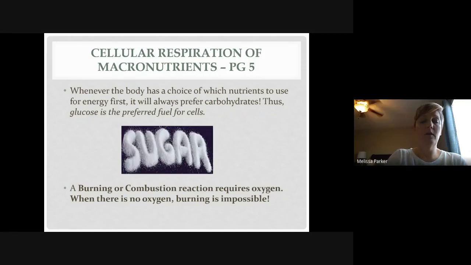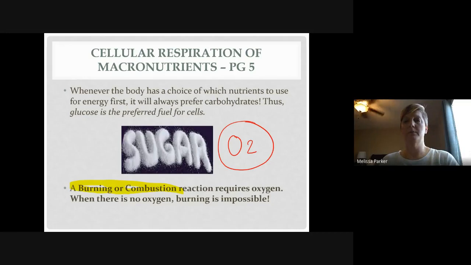So burning or combustion. Anytime you hear that you're burning or you have combustion, it's going to require some form of oxygen. Because if I had a candle and I were to light it, and then I were to put a lid over it, what's going to happen to my flame?